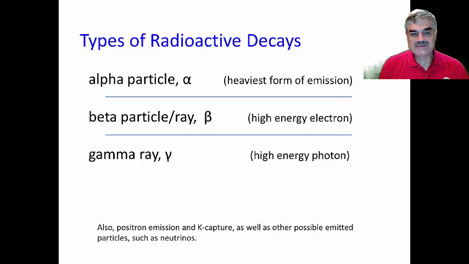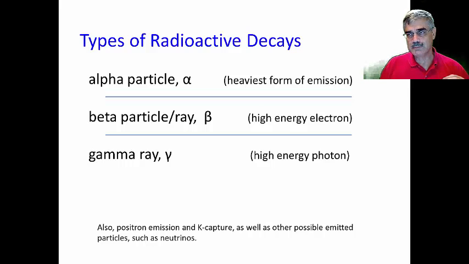Types of nuclear decays. We said 3 particles or rays: an alpha particle, a beta particle, sometimes we call it a beta ray, and then a gamma ray. Alpha, beta, gamma. An alpha particle is the largest particle that will be emitted in a spontaneous nuclear reaction. It actually is a particle containing 2 protons and 2 neutrons. As we saw before, it's essentially a helium nucleus. It is the heaviest one that is emitted in these types of reactions.